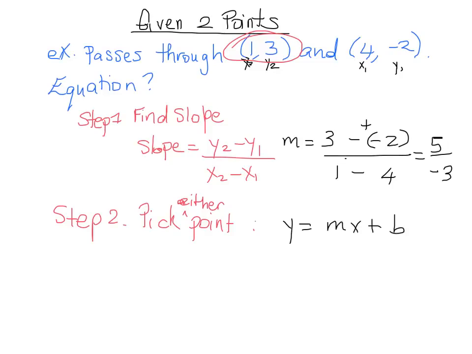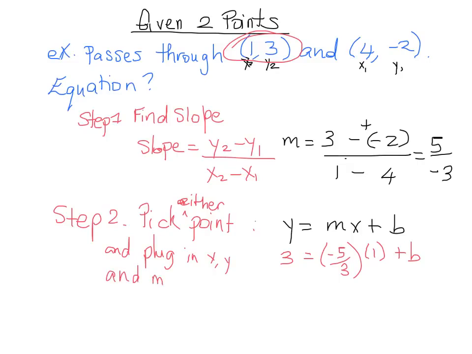So our x, as we can see here, is 1, y is 3, and we just figured out that our slope is -5 over 3. So let's go ahead and plug those numbers in. 3 equals m, which is -5 over 3, times x, which is 1, plus b. All right, so now we can do what we did before. So this step 2 was to pick either point and plug in x, y, and m.